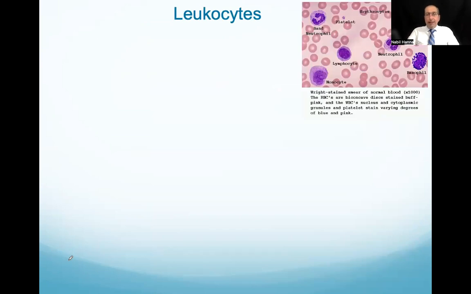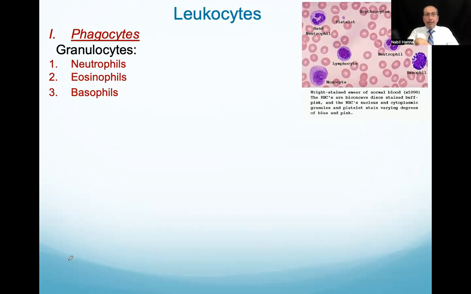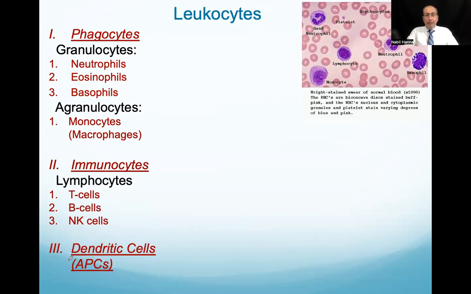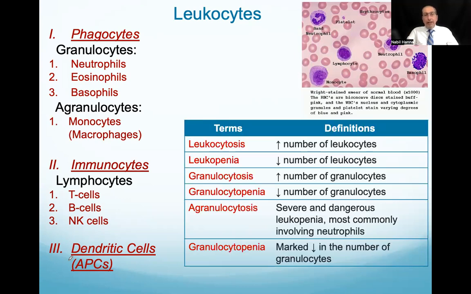The white blood cells involved in the inflammatory response and the immune response: we have white blood cells that eat the pathogen, and they are known as phagocytes, like the granulocytes. And we have agranulocytes. Macrophages, by the way, do not have granules. Then we have the immunocytes, which are the lymphocytes, the T cells, and the B cells. Also the natural killer cells are lymphocytes too. And dendritic cells, some say they are lymphocytes, some say no, and they are the antigen-presenting cells. These terms are important to know.